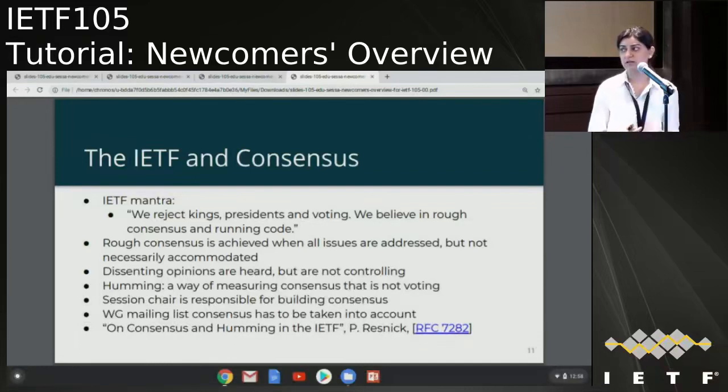Another important thing about rough consensus is that everybody's voice is heard and addressed, but not necessarily accommodated. So not one person's dissenting opinion can control reaching a judgment. It's a rough consensus.